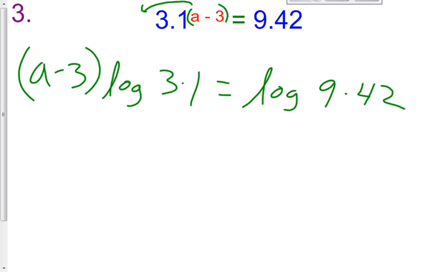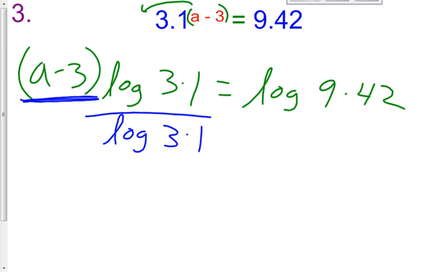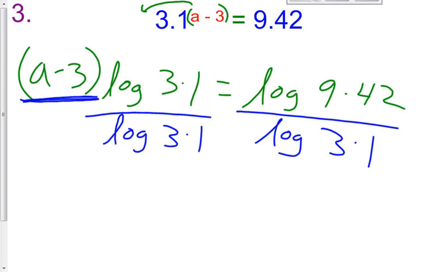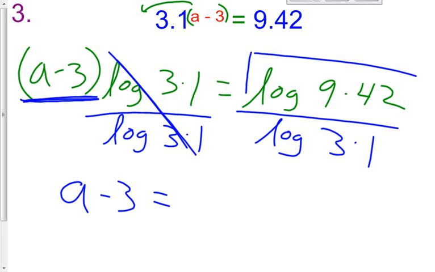So now what I'm going to do here, class, is I want to get a minus 3 all by itself on the left. I'm going to get rid of the log of 3.1. Right now it's multiplied. So I'm going to divide both sides by the log of 3.1. That would eliminate it from the left, and then I would just be left with a minus 3 on the left. On the right side, I have the log of 9.42 divided by the log of 3.1.